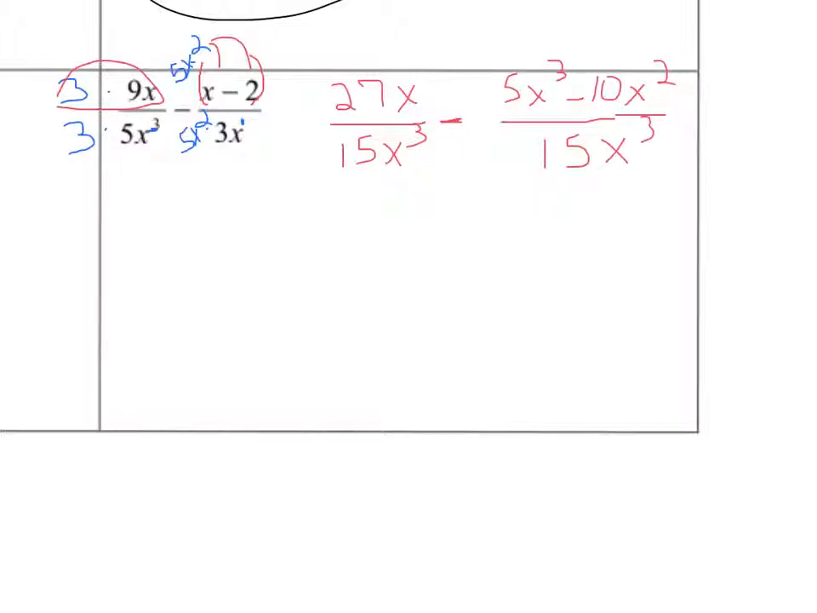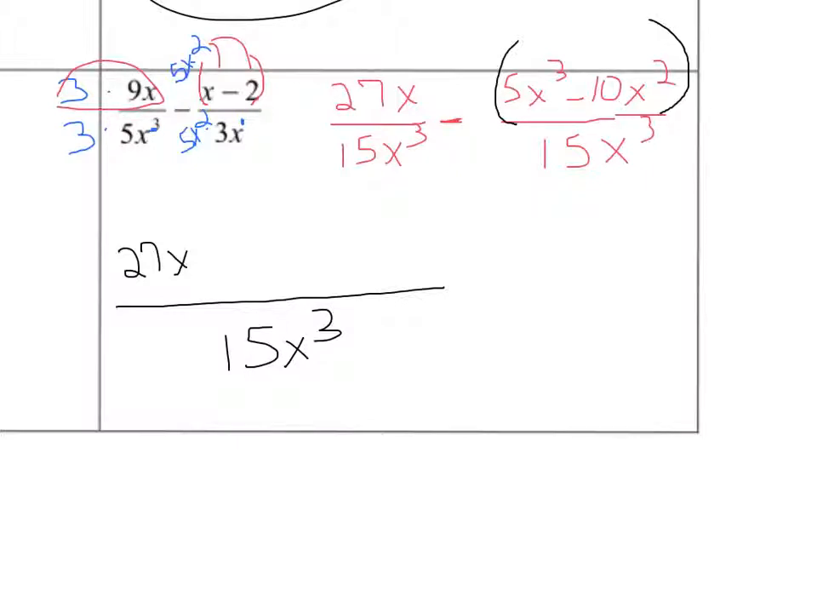What we're going to talk about right now is the gotcha moment. If you don't pay attention to it, it's going to get you. It's going to get you the wrong signs. So I'm going to start out, I have 27x, and on the bottom I have 15x cubed, right? And remember, if I have subtraction on the top, it's on top of this fraction bar. So everything in there needs to go together as 1. That also means that if there's a minus sign here, it gets distributed to the 5x cubed and the negative 10x squared.